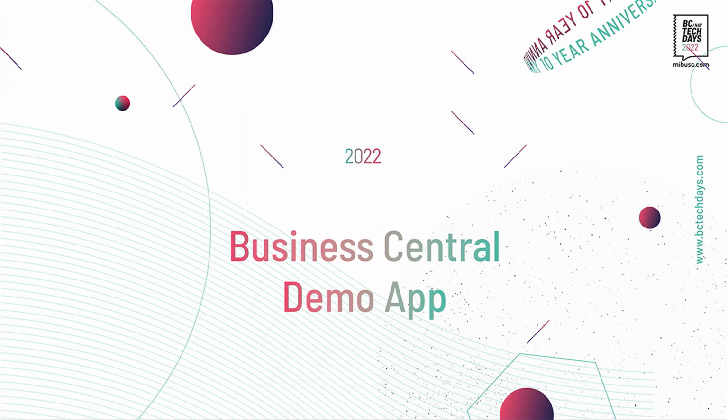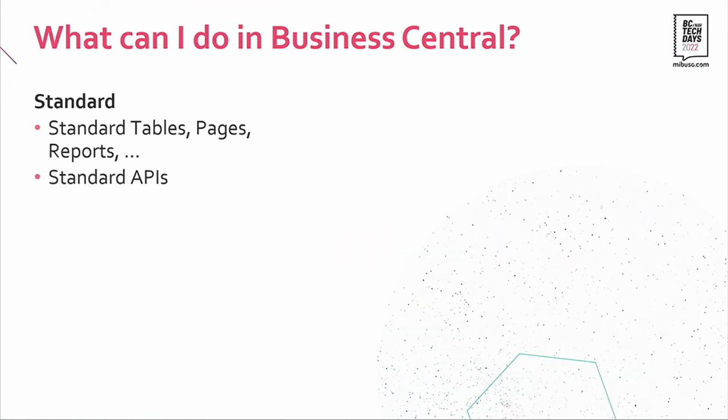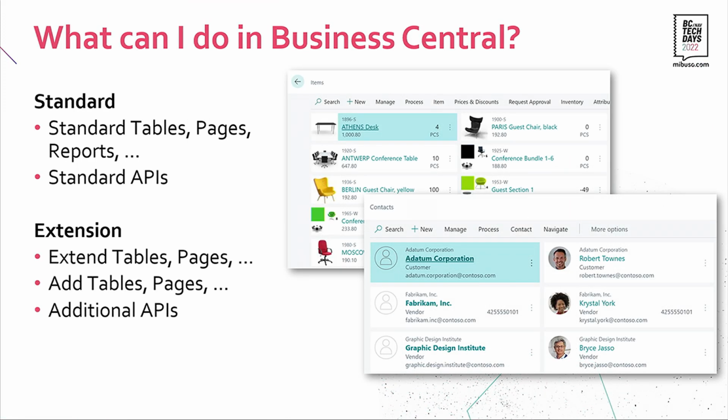Enough with the prerequisites. Let's go to the Business Central development process. It should be familiar to you, so I don't have to introduce it so much. For my demo app, I can use standard objects like the item table and contacts, standard APIs like the items API, or I can also extend everything. You know this because you are writing apps.